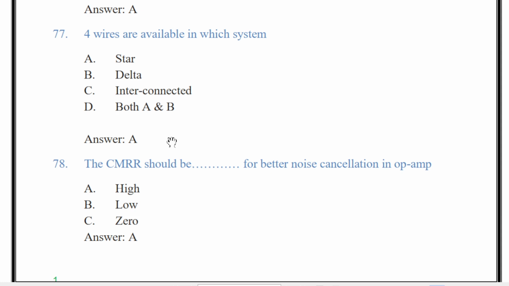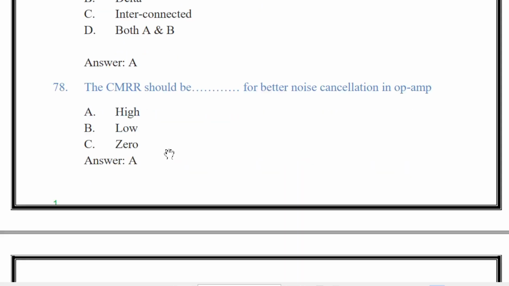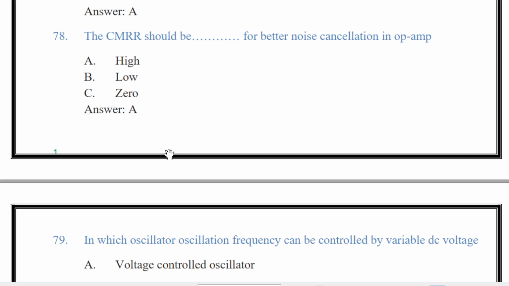Now we come to question number 78. The CMRR should be dash for better noise cancellation in an operational amplifier. The correct answer is A, high. The CMRR is given in decibels, and the higher the CMRR value is, the better.